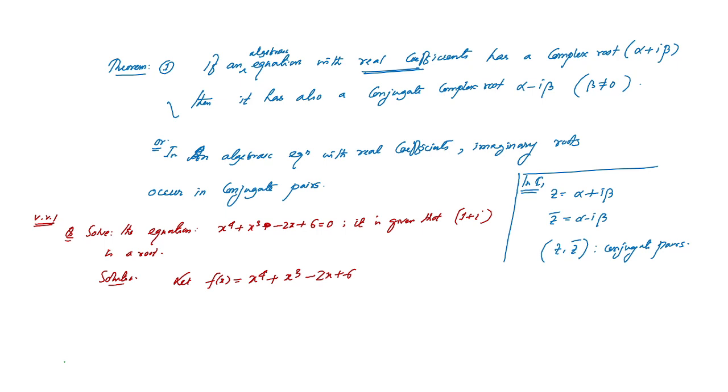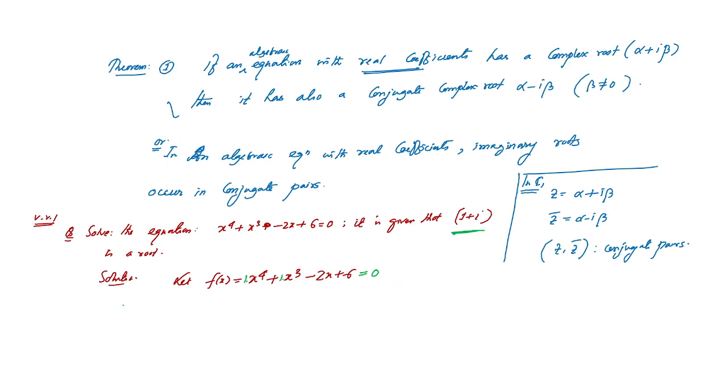So this is an algebraic equation of degree 4. So it has exactly 4 roots and no more, with the help of the fundamental theorem. One root is given, this is 1 plus iota. This is a complex root, and all the coefficients, here the coefficient is 1, 1, minus 2 and 6, are real.